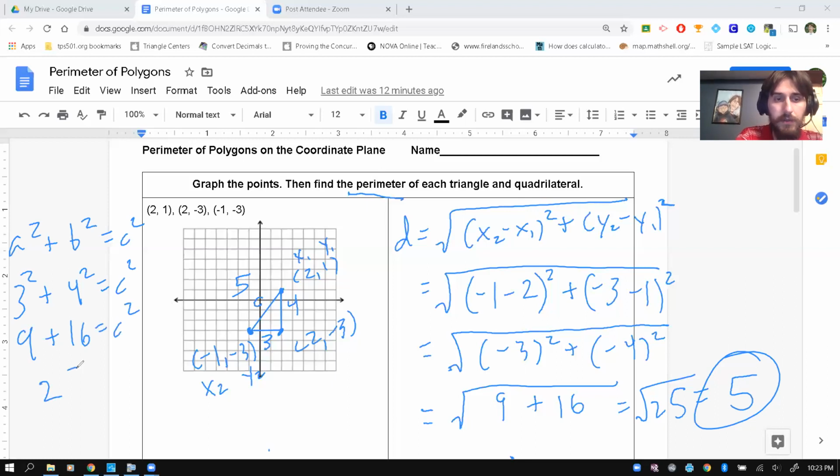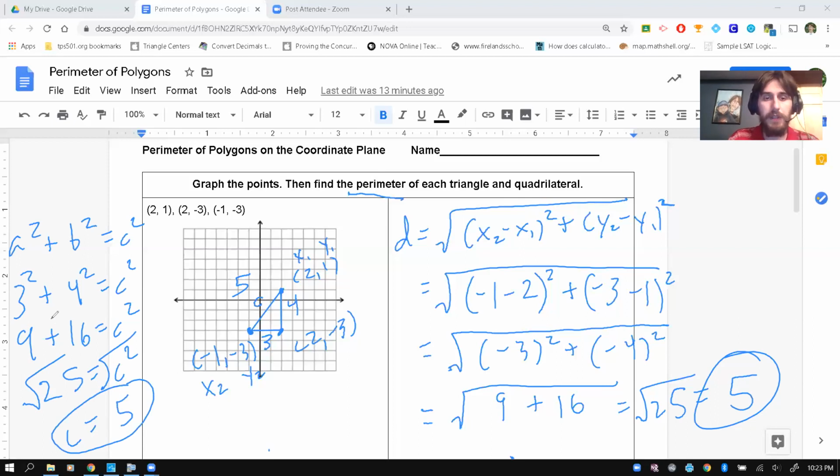9 plus 16 is 25. And then to get the c value by itself and get rid of the squared, I'm going to square root both sides, and the square root of 25 is 5. Notice that you get the same answer. So then the perimeter of this shape is going to be 3 plus 4 plus 5, or 12.